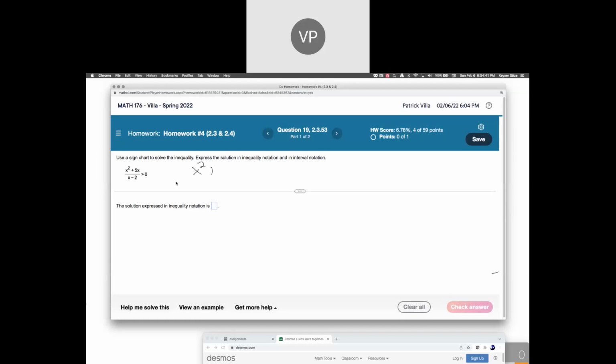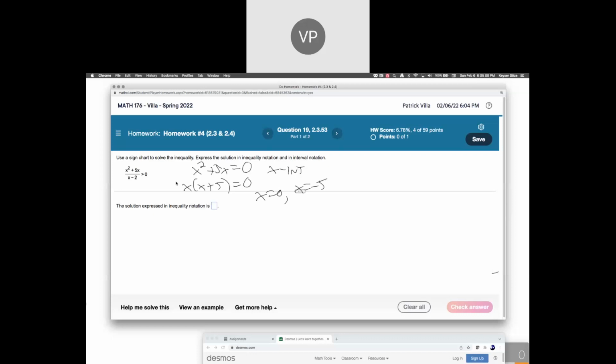We set the top equal to 0. That's our first thing. That's going to tell us our x-intercepts. So in order to do this, I have to factor that top, and I set each piece equal to 0, and it looks like I get x equals 0, x equals -5.